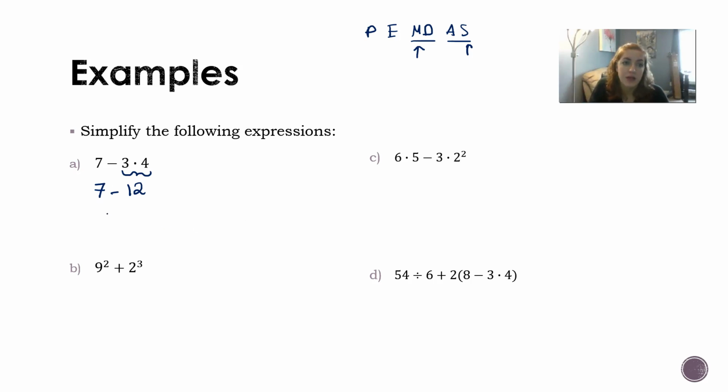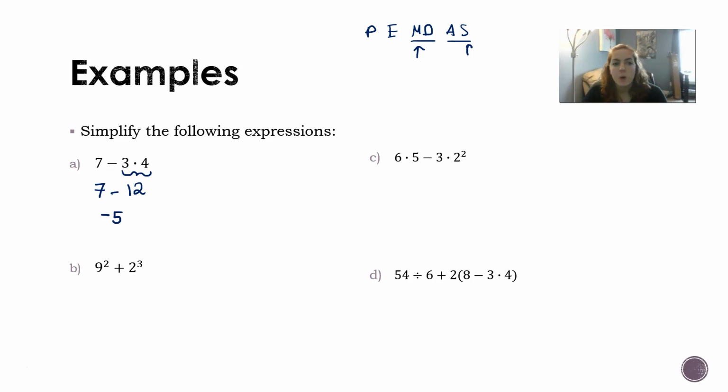So you are left with a debt of $5. You owe that person $5. You only had $7 to cover it, but your meal cost $12. That means you owe them $5 still. So you've simplified that expression. There's no other operations to simplify. You are done. Let's move on to example B.